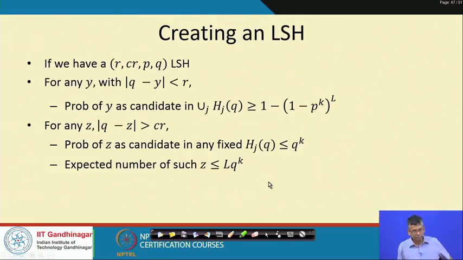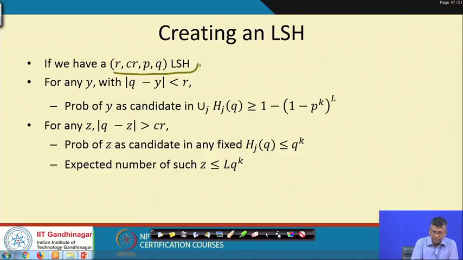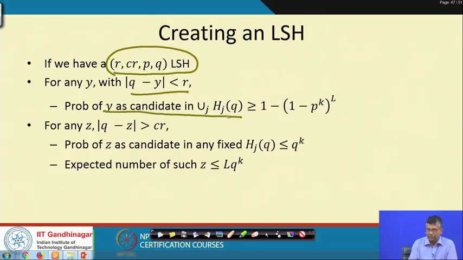So, just to write down formally, if we have a base hash family that is (R, CR, P, Q) LSH, then for any y such that the distance between Q and y is less than R, the probability of y as a candidate after looking at the L capital L hash tables is 1 minus (1 minus p to the k) raised to the power L. Because 1 minus p to the k is the probability that it is not a candidate in one of the hash tables, that raised to the power L is that none of the hash tables return it as a candidate. 1 minus that is the probability of getting it as a candidate in at least one of the hash tables.